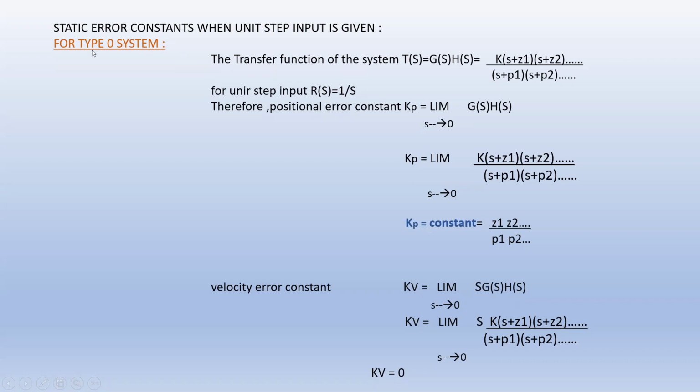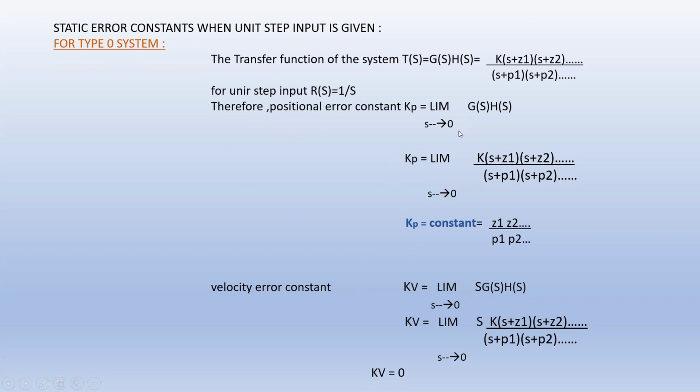So let us first take a type 0 system and find out the static error constants, that is Kp, the positional error constant, Kv, the velocity error constant, and Ka, the acceleration error constant. So let us start our session.